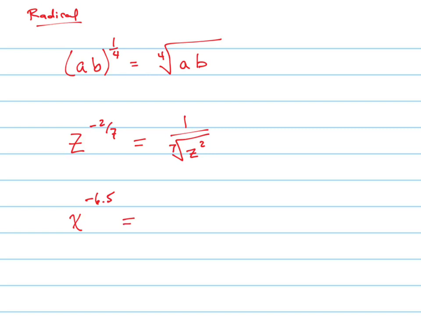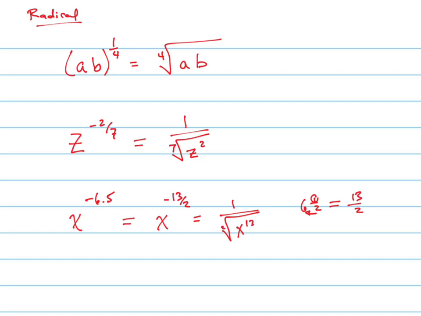And this one's maybe a little bit trickier. So I'm going to first rewrite this as a fraction. What's 6.5 the same as? 6.5 is the same as, remember, multiply that, add that, 13/2. Right, so this is the same as negative 13/2, which means that equals 1 over the square root of x to the 13th.